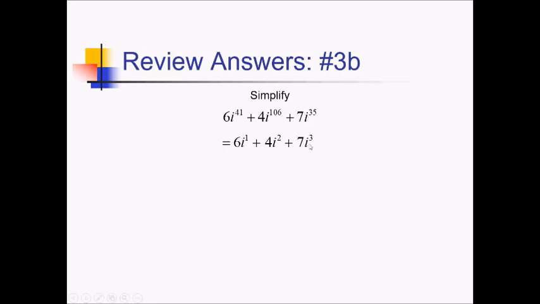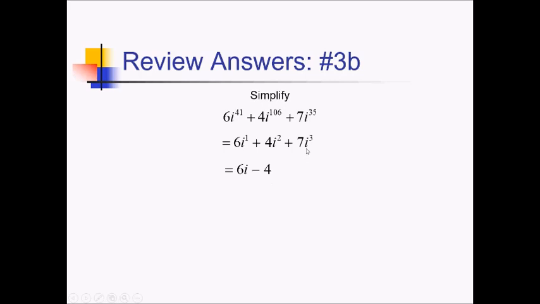Now once we've got these reduced to either 0, 1, 2, or 3 powers, we just turn them into either 1, i, -1, or -i, depending on which power it is. i to the first power is just i, so this is just 6i for that first term. i to the second power, that's going to be -1, because you're basically multiplying the square root of -1 by itself. So this is 4 times -1, which gives us -4.